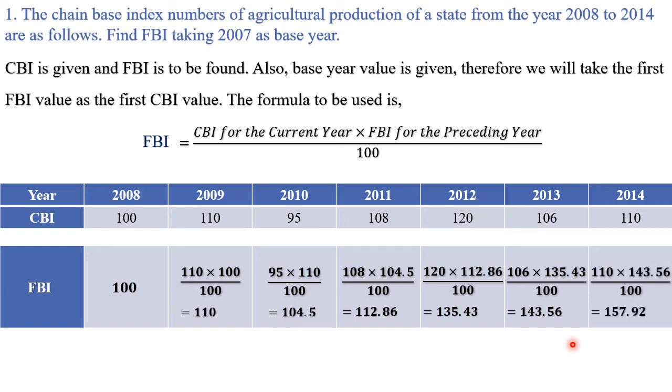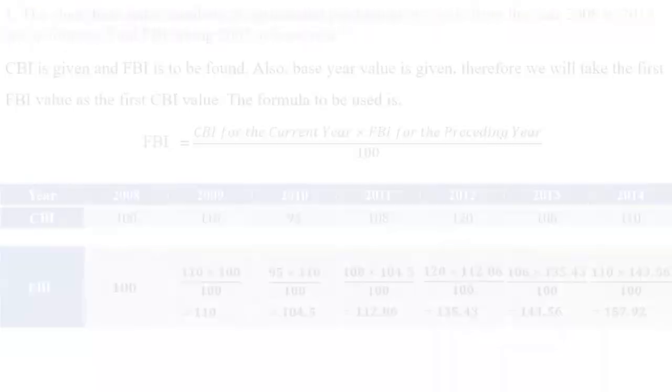157.92. So my dear students, we have converted the whole chain based index values into these fixed base index values here, and the formula was CBI of the current year multiplied by FBI of the previous year divide by 100. So this is how we solve the sum. Let's move on to the second one.